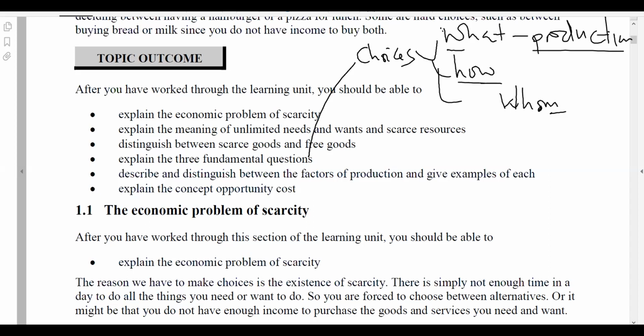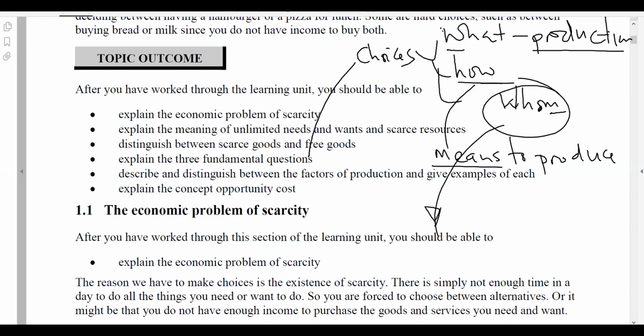So that is the what question. What about the how question? The equipment to produce. Yes, exactly. This has to do with the means to produce. Exactly. So the how question has to do with what we are going to use to produce the products with. What about the whom question?